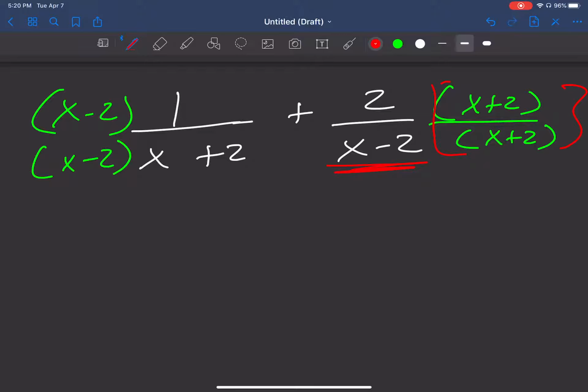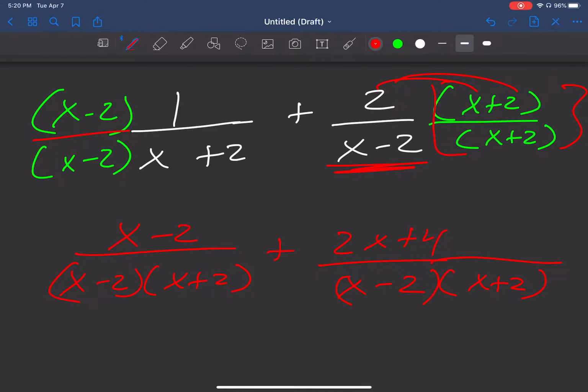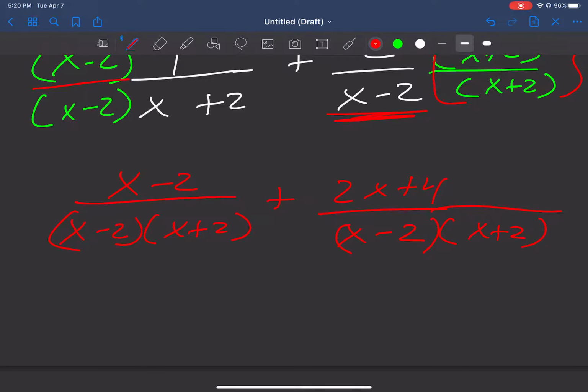So let's do this side first. This is going to be x minus 2, this is going to be x minus 2, x plus 2, plus this will be distributed to 2, you'll get 2x plus 4 over x minus 2 times x plus 2, right? Now, we can just add the tops, right? We know right here in white, the bottoms are the same, so we can just add the tops and simplify it.